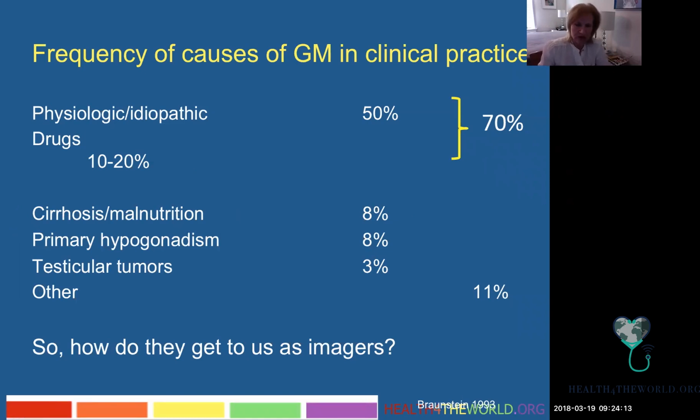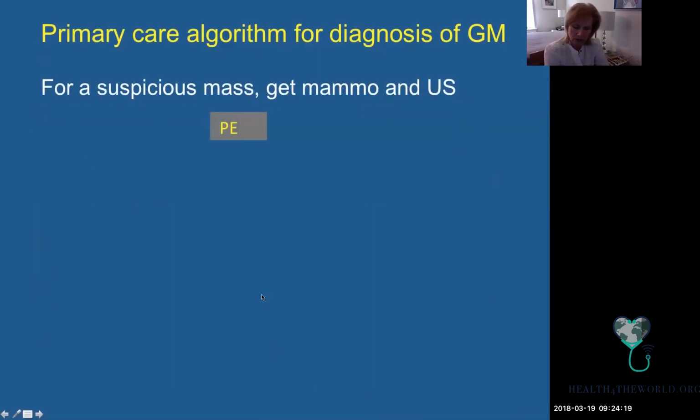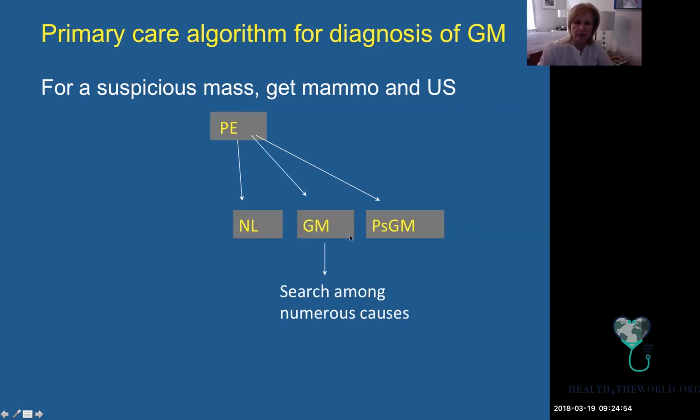So how is it that these patients come to us as breast imagers? Which of these patients are we going to see? It's helpful to look at the algorithm that the primary care docs use to diagnose gynecomastia, because you'll see how this plays out. So the primary care physician sees a patient who appears to have some breast complaint. They do a physical exam and they assess whether they think the patient is actually normal, in which case they won't do anything. If they think a patient just has fatty hypertrophy of the breast, if they have pseudogynecomastia, then they may counsel the patient about weight loss or something like that.